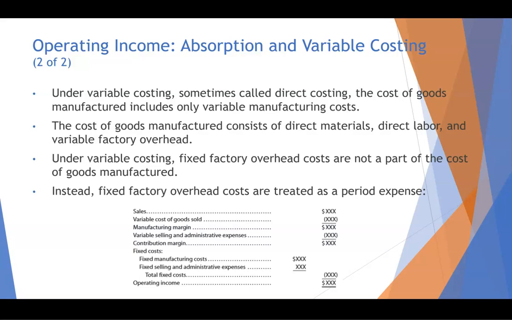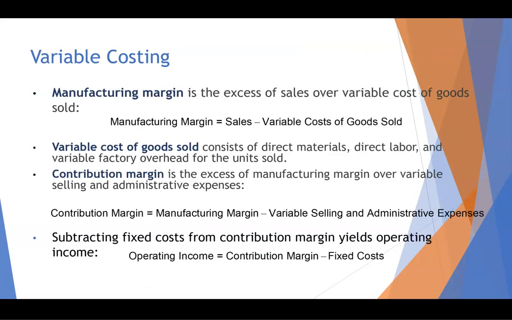But under variable costing, which can also be called direct costing, the cost of goods manufactured only includes the variable portion of the manufacturing costs. The cost of goods manufactured are the direct materials, direct labor, and the variable factory overhead. The fixed factory overhead costs are not a part of the cost of goods manufactured in variable costing. The fixed factory overhead in variable costing are treated as period expenses, not product expenses.